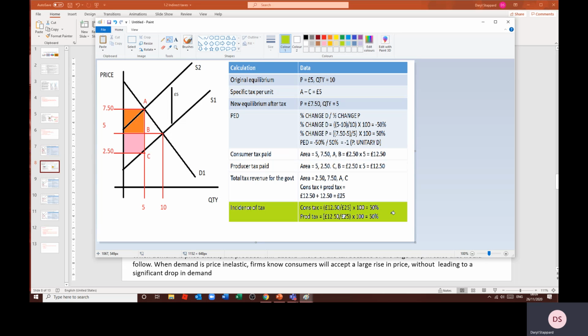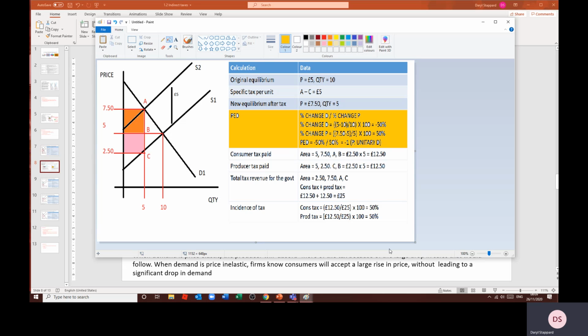Now the bottom row shows the incidence of tax, and this time we can see the tax has been split equally between the consumer and producer. They're both paying 50%. Now remember, when demand was price inelastic, the tax was paid mainly by the consumer. When the demand was elastic, it was paid mainly by the producer. Well, when the consumer and producer are splitting the tax equally, it must mean that the demand is price unitary.